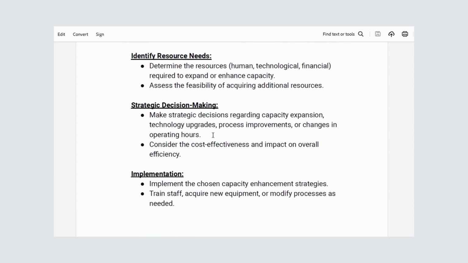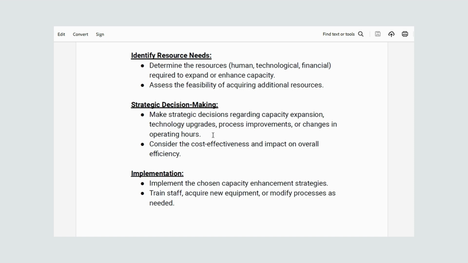Determine the resources. The resources means human resource, technological or financial, all those resources we have to determine, like how much is required to expand or enhance the capacity. So to assess the feasibility of acquiring additional resources, if we need any additional resources, we identify the need for resources in this stage.